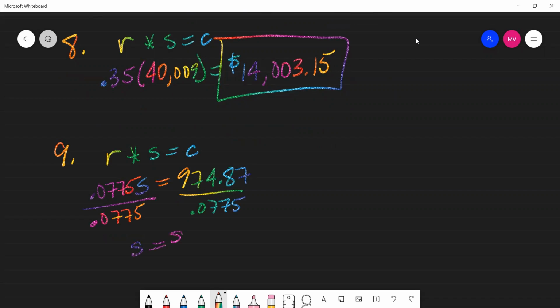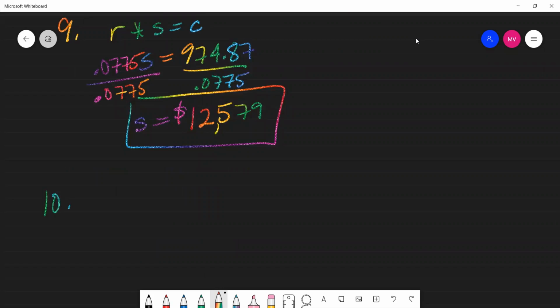And the total sales are 974.87 divided by 0.0775 is a big, humongous number. So we're going to reduce that to $12,578.97. So we need to round sales to whole dollars. So that's 12,579 was the sales.